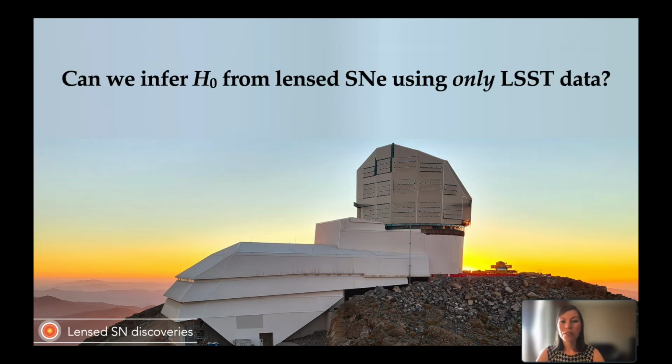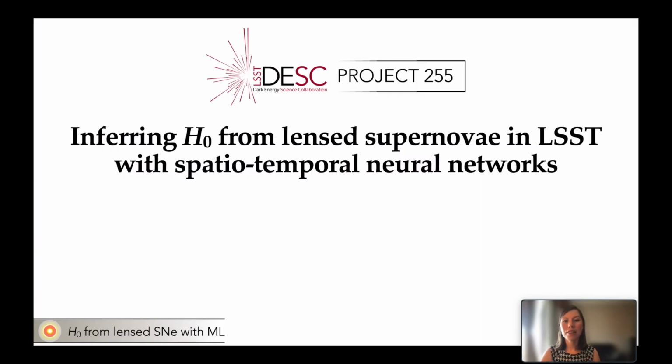However, I was also interested in the question whether, if we only use LSST data, we could already be able to infer the Hubble constant from the lens supernovae that would be discovered in it. Since it's going to discover so many of them, we might be able to combine all of this data and still get a useful estimate of H0. So this led to the project that I will talk about more now, which is inferring the Hubble constant from lens supernovae in LSST using spatial-temporal neural networks.